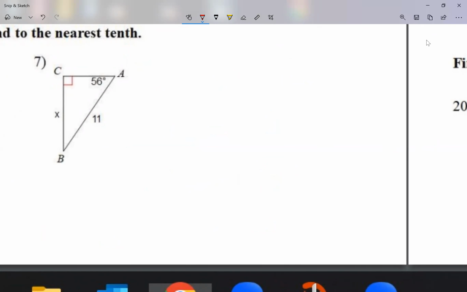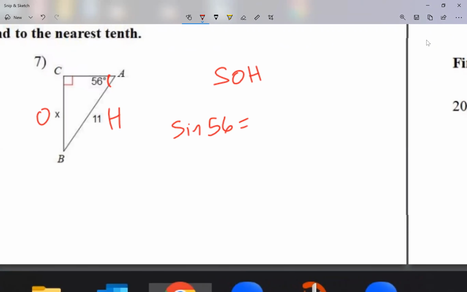Let's take a look at question number 7. In this case, I have the hypotenuse, so that's good. Based on the 56 degrees, x is the opposite. And then here's the adjacent. I don't have anything for the adjacent, so I'm going to be using O and H. I remember the acronym SO for sine. That means that sine of 56 is equal to x over 11.